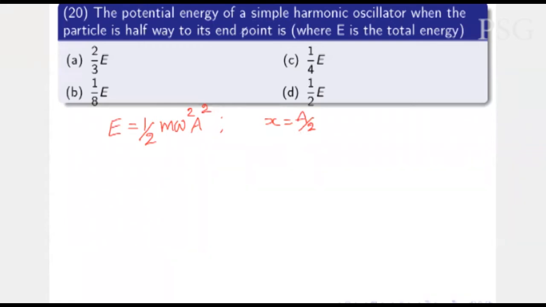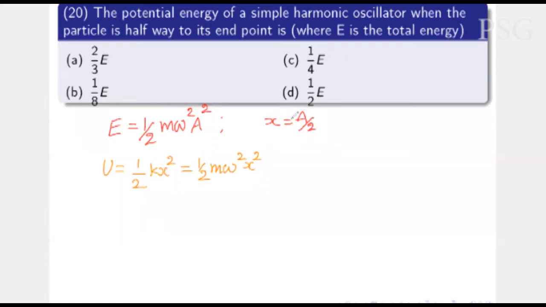They are asking for the potential energy. The expression for potential energy is U equals half k into x squared, and the k value is m into omega squared. So half m omega squared x squared.